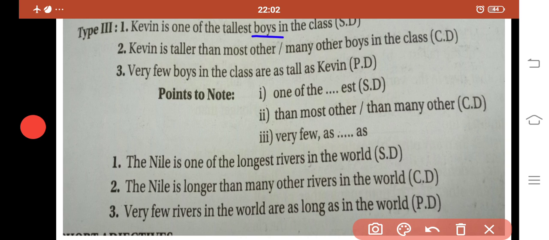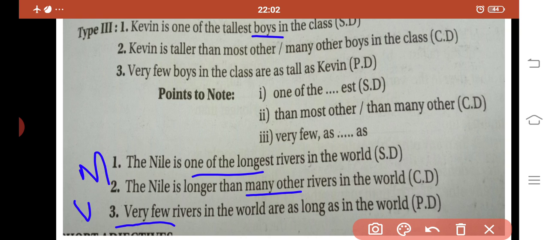Okay. Another sentence here. Very few rivers in the world are as long as in the world. Very few. Okay, many other, one of the. So we are using the short form VMO. Very few rivers in the world are as long as the Nile in the world. So here the word Nile is missing. We bring the Nile here.